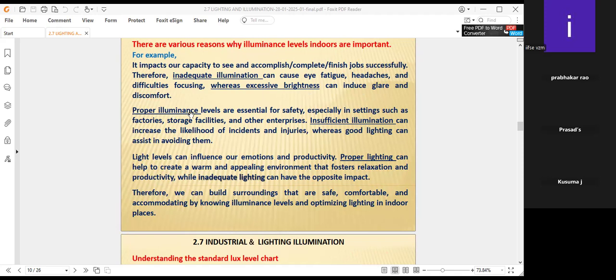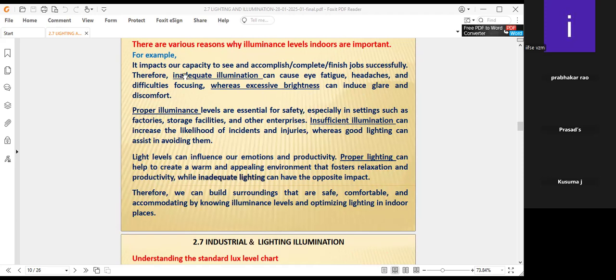Proper illuminance levels are also essential for safety, especially in settings such as factories, storage facilities, and other enterprises. The proper illumination will be selected with regard to safety, especially in settings such as factories, storage facilities, and other enterprises also. Insufficient lighting.